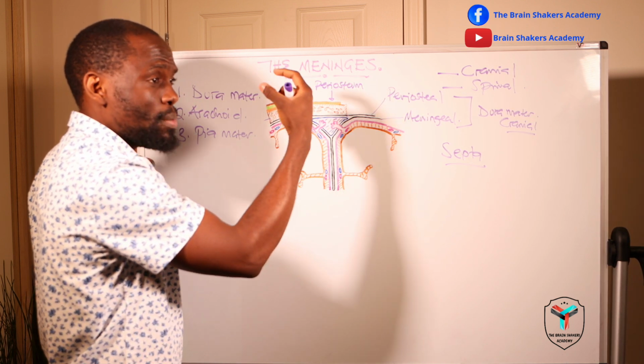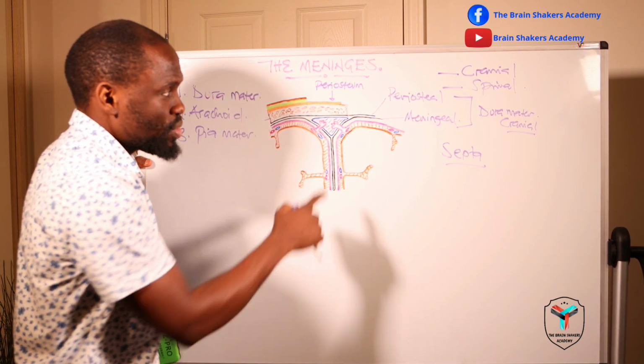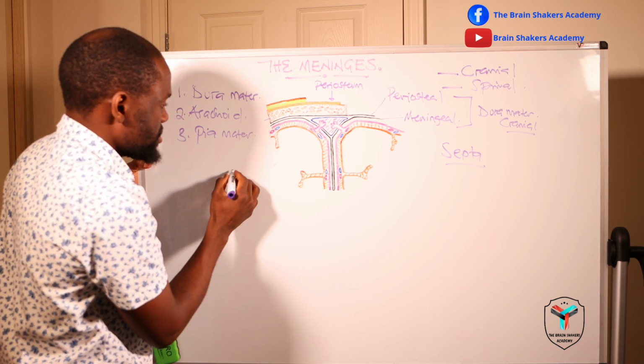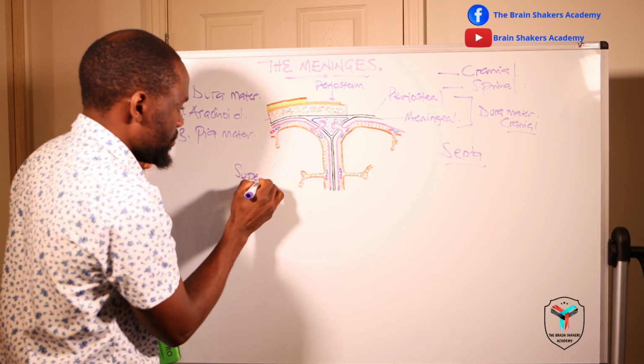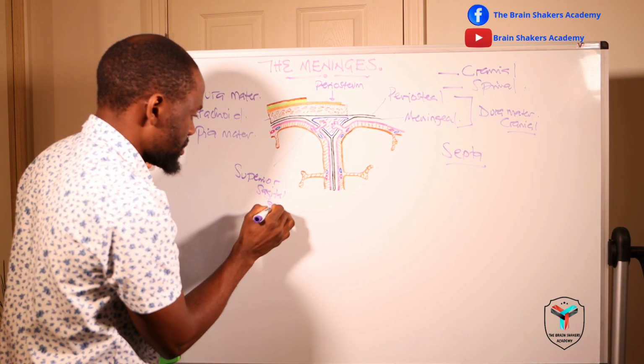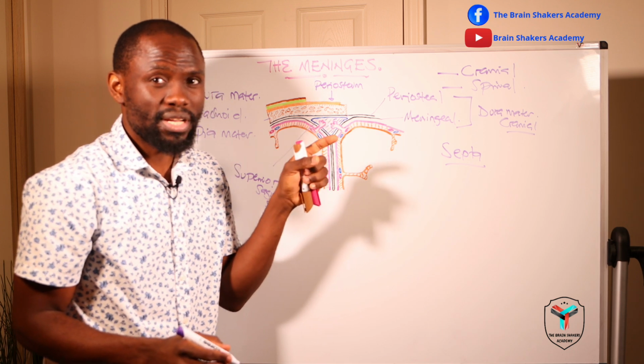Because this is on the top part, it allows for a durovenous sinus, which we are going to refer to as the superior sagittal sinus. So this is the superior sagittal sinus.